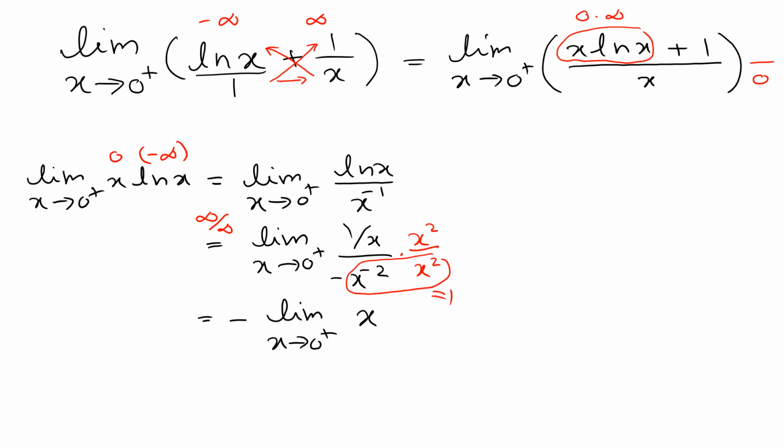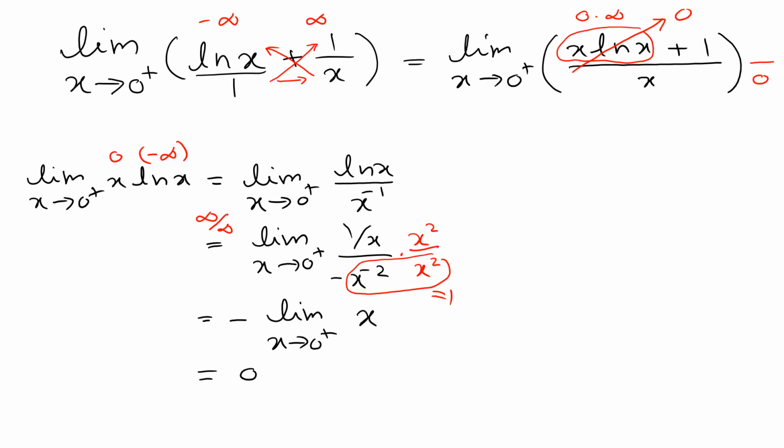Now what will happen when x goes to 0 plus? This term goes to 0. That means the limit as x goes to 0 plus of x ln x actually goes to 0. So you can mark that now. If you go back to the problem, you can see this term goes to 0 as x goes to 0 plus.